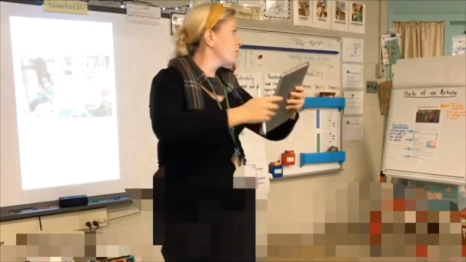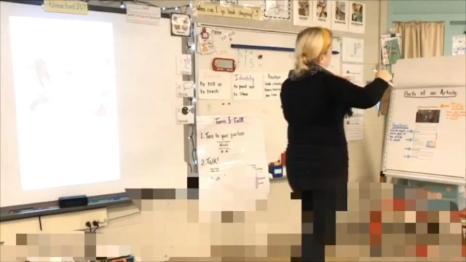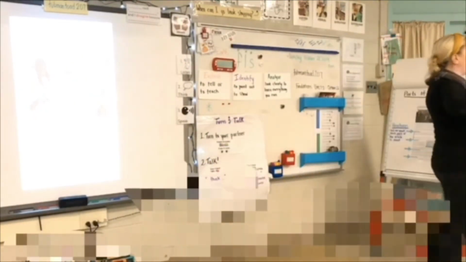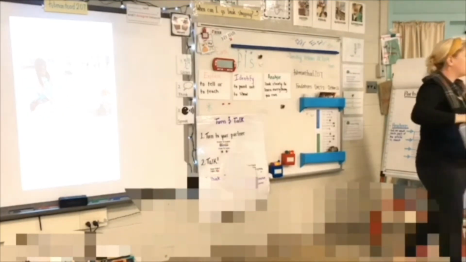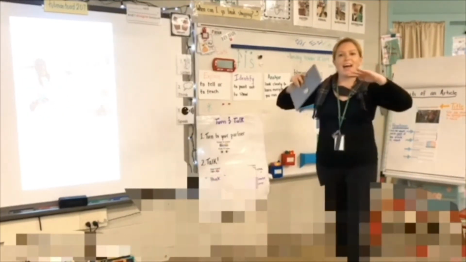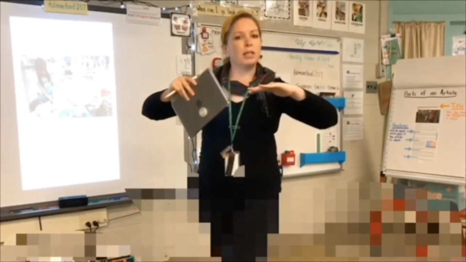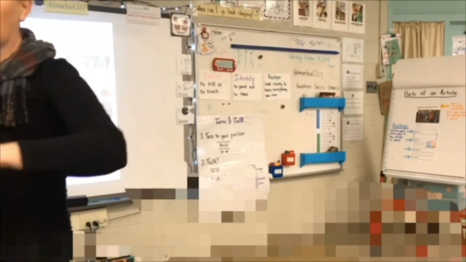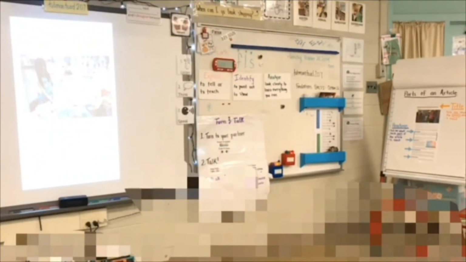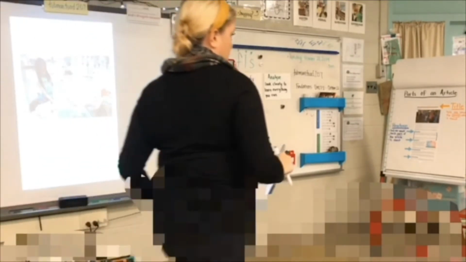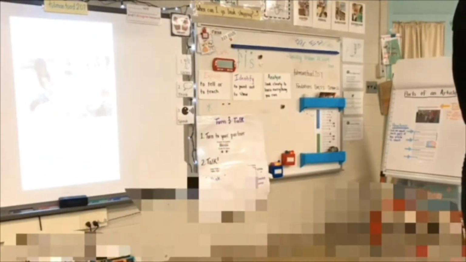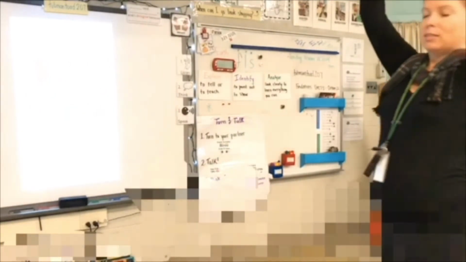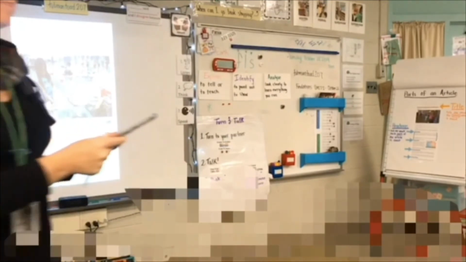All right. Say with me. Ready? A heading tells me what each part of the article is about. Aha. Let's try that again. A heading tells me what each part of the article is about. And then a title tells me what the whole article is about.